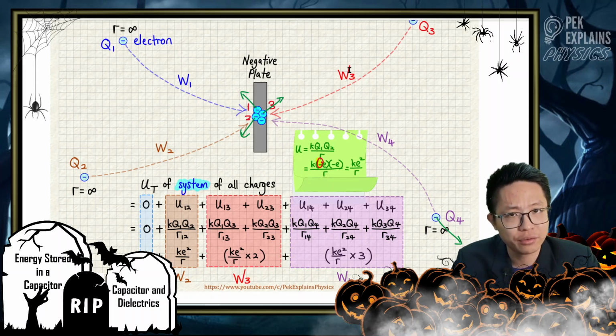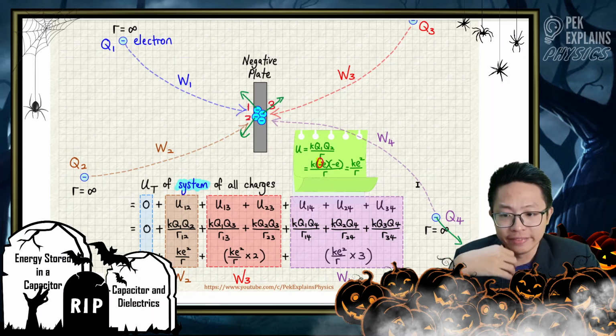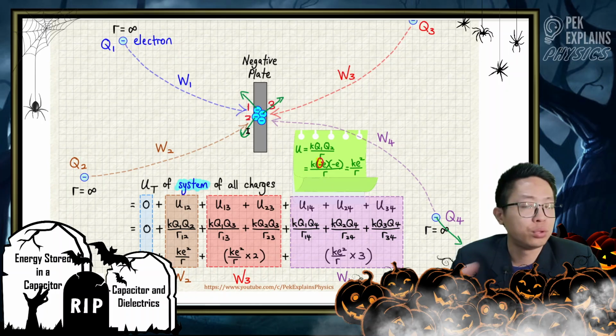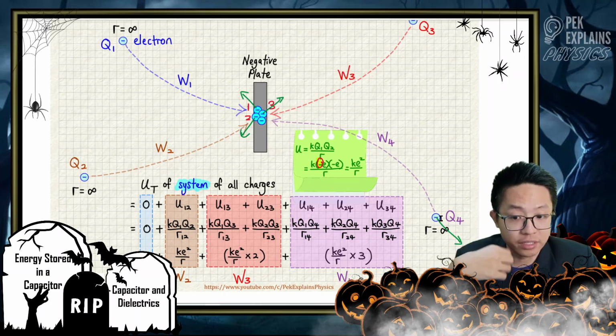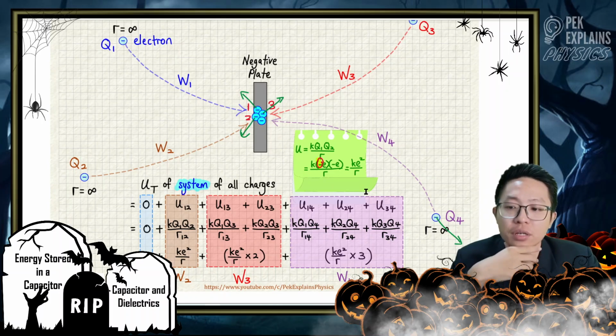Is it lower than work done 3? Is it less work done than work done 3? Of course not. Work done 3 is only repelled by 2 charges. Charge 4 is repelled by 3 charges, because there are already 3 charges at the negative plate.